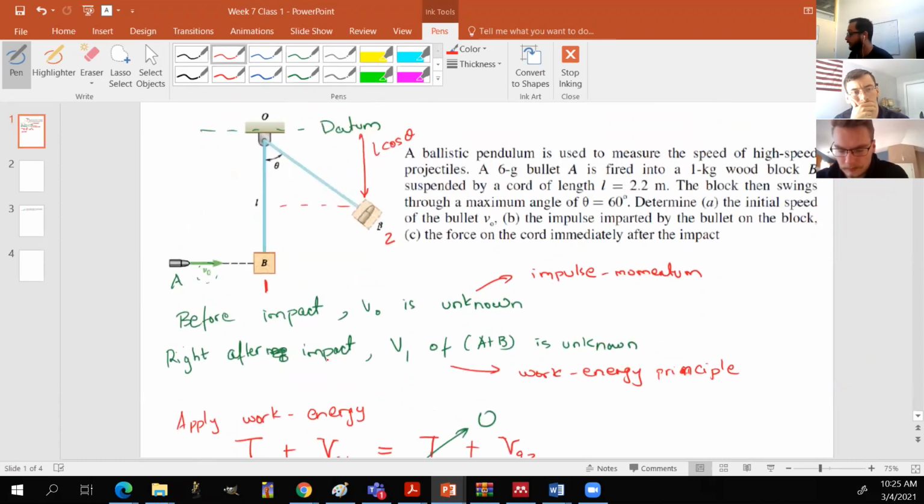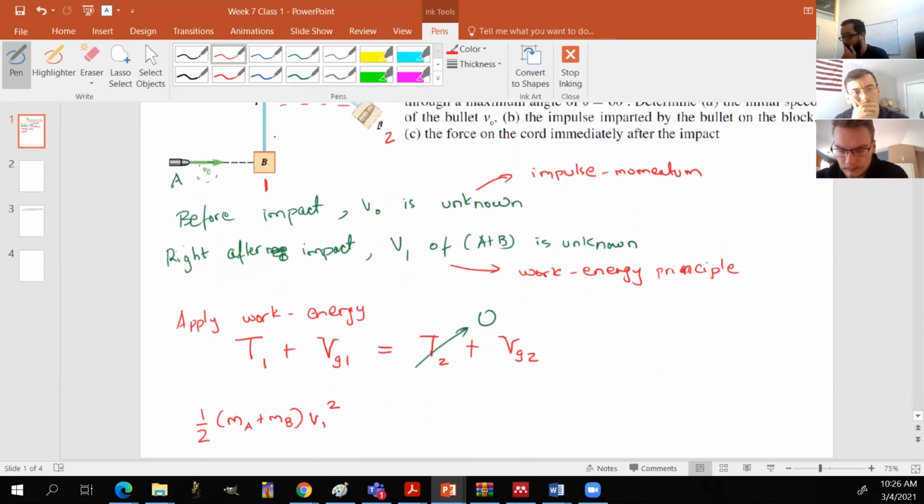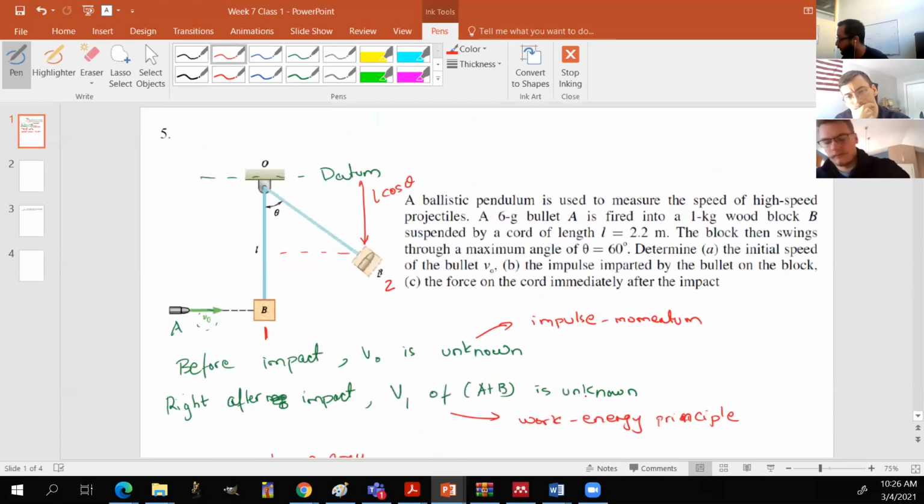Because we said the datum is on top and we're measuring downward from it, remember your sign convention, going downwards, positive X and Y axis. This will be minus (MA plus MB) times G times L, and that's going to equal minus (MA plus MB) times G times L cosine theta. The negative sign is because you're measuring downward from the datum. We always keep that consistent.